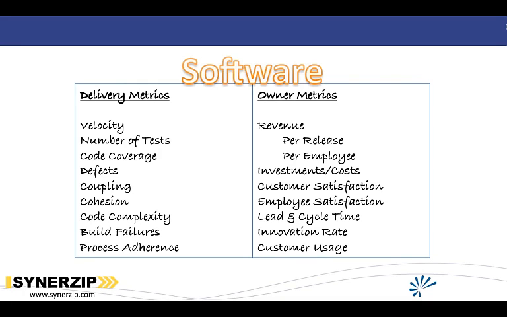Also lead and cycle time. When our customer asks for something, how long does it take to actually get it to them so it's actually being used? Innovation rate is interesting. We might be talking a little more about that later. It's simply a way of measuring how much of what we do is new, new requests, new features or new products that our customers are demanding, versus maintenance. What percentage of our budget are we putting towards maintenance versus new things?